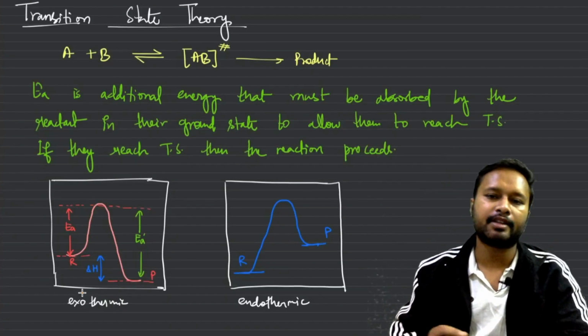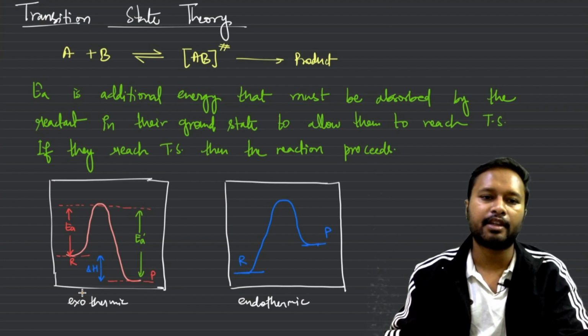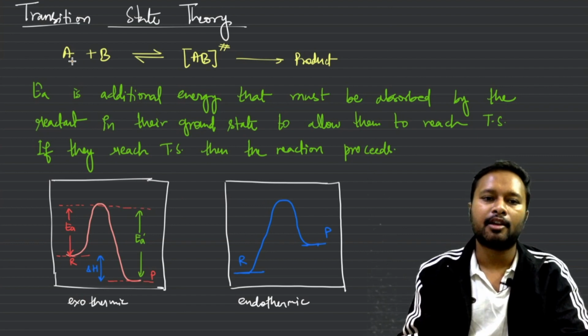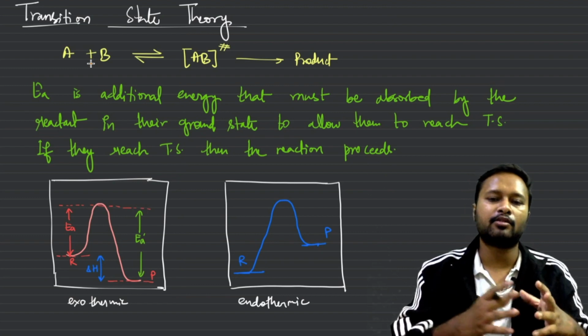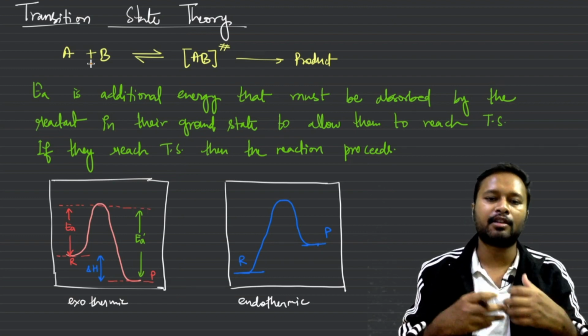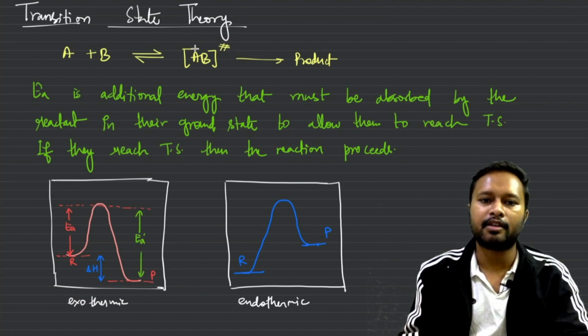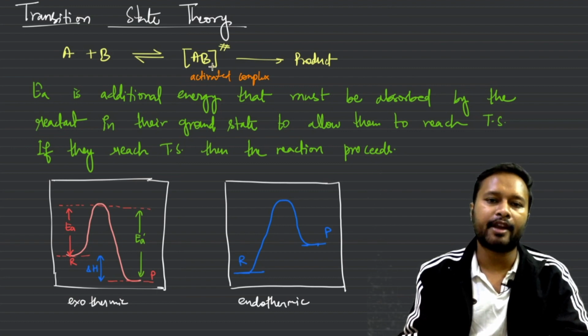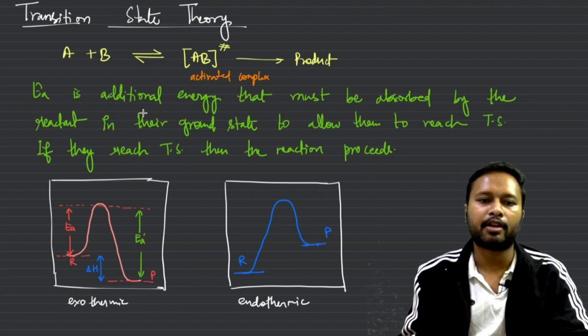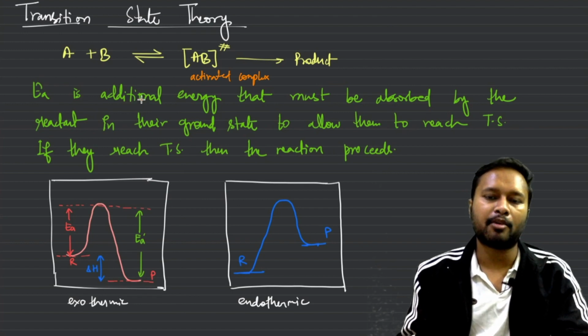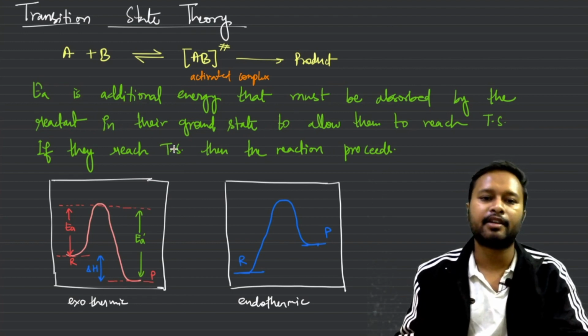The next theory, which advanced this a little bit, was your transition state theory. The transition state theory suggested that the colliding molecules do not just collide and form the product. They undergo collision, form a transition state or activated complex, and then form product. Just like you can see over here, this AB# is your activated complex, or transition state. So A and B are going to collide to form this activated complex, and then they are going to form the product. Now Ea is some additional amount of energy that must be absorbed by the reactants in their ground state to allow them to reach the transition state. If they reach the transition state, only then does the reaction proceed.